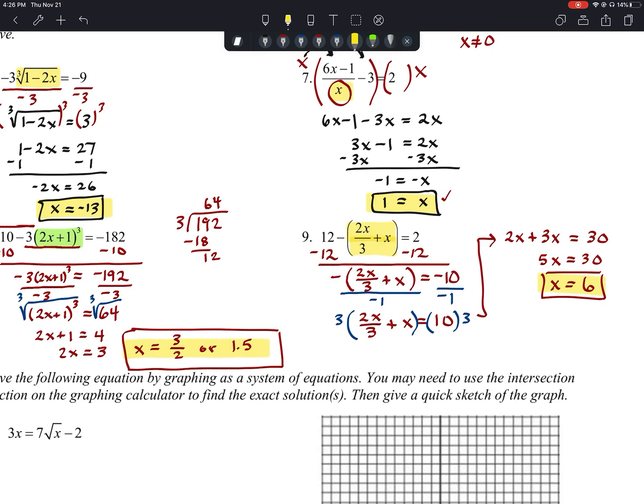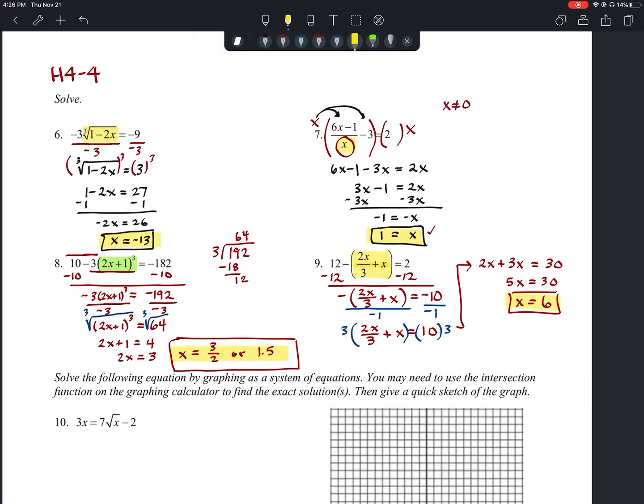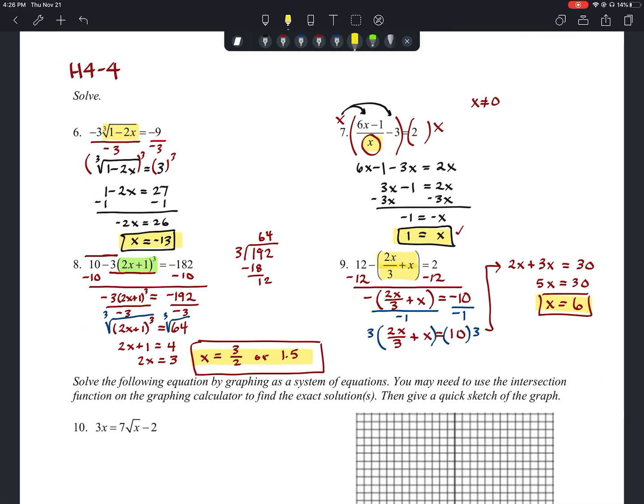So if you have questions, please make sure that you are asking in class, or go ahead and visit Math Help if it's needed. All right, that's problems 6, 7, 8, and 9 from Worksheet H4-4. Hopefully that helped.